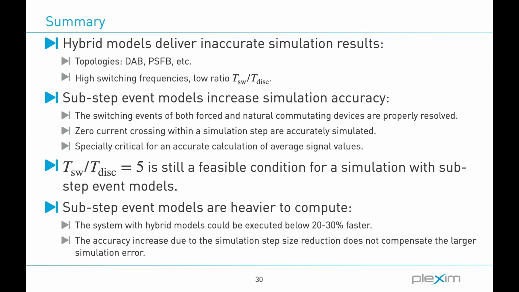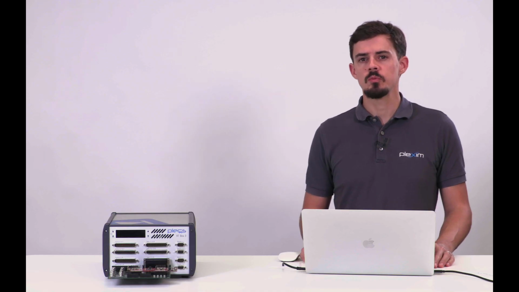So one of the drawbacks of this model is that the substep event model is slightly more time consuming to compute if you compare this to the hybrid models. And this is actually not a problem because the effect is easily compensated by the fact that the substep event model is much more accurate than the hybrid model. So a slight increase in the simulation step is in this case not a problem, but actually leads to even more accurate simulation results. All right, so this concludes my presentation.